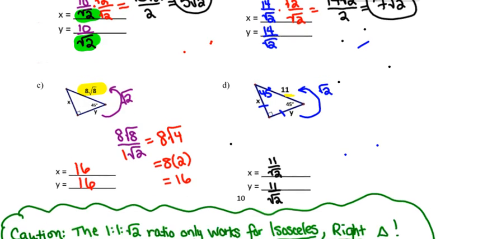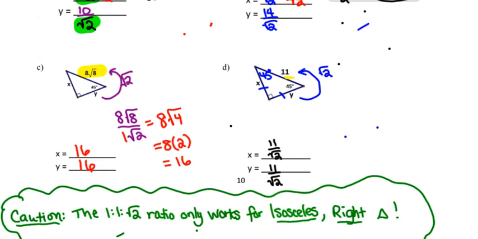Letter C doesn't have any square roots in the denominator, so I'm good to go there. But for letter D, when I rationalize the denominator there, I end up with 11 square roots of 2 over 2, which can't be simplified further, leaving my answer in radical form 11 root 2 over 2. And again, it's okay to have a square root upstairs in the numerator, but not downstairs in the denominator. So that'll be helpful for you when you do your check your understanding questions in Delta Math.